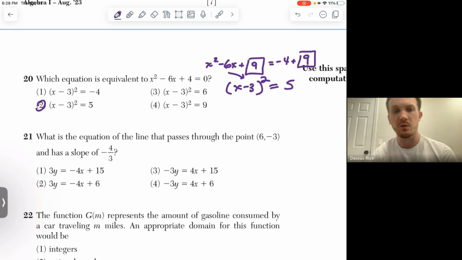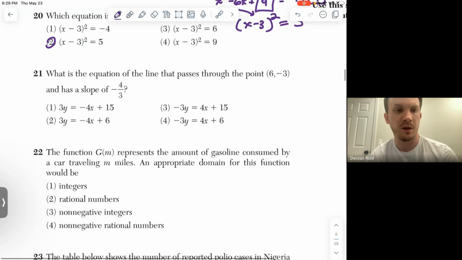How could you backdoor this question? You could expand each choice and see which one works out. When I say expand, like do x minus 3 squared: x minus 3 times x minus 3, move 5 over. You could also use y equals. You would just need to, I guess, move the numbers over for each choice. Okay, 20 is 2.